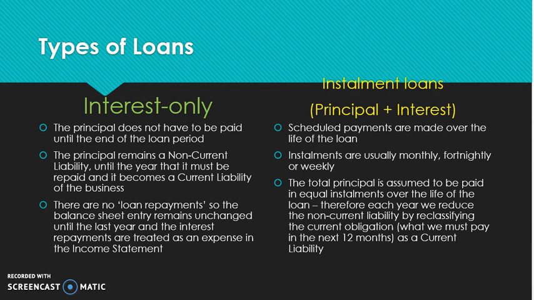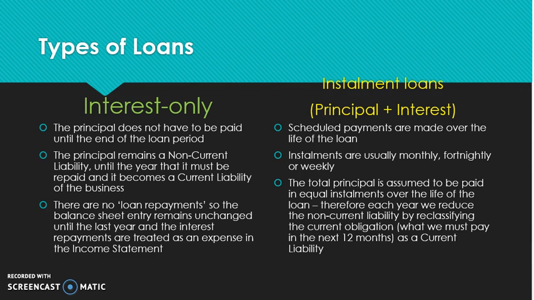I still owe $200,000 though. So I pay my interest and that's an expense, because that's what it cost to borrow the money. And I just pay that $20,000 off. And at the end of the term, say it's 10 years, then I pay out the $200,000 as a lump sum.